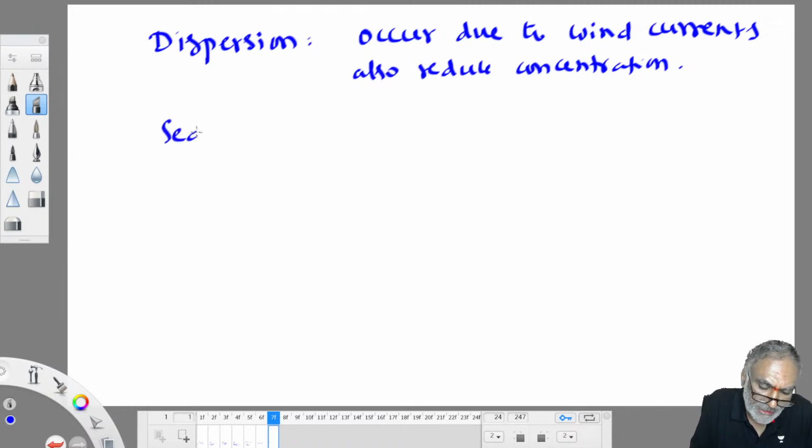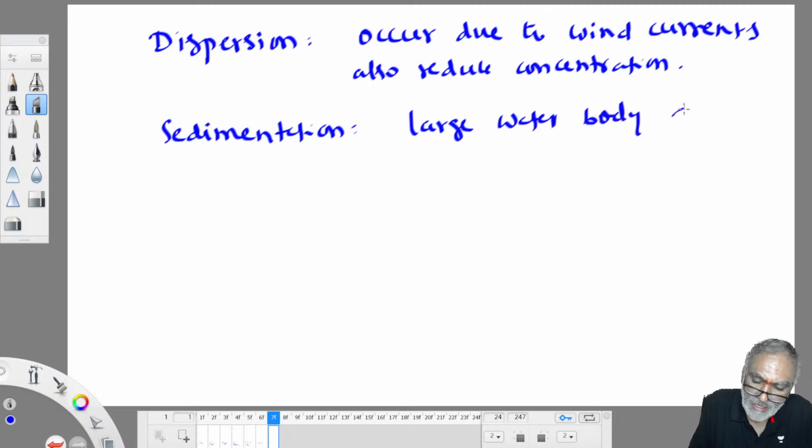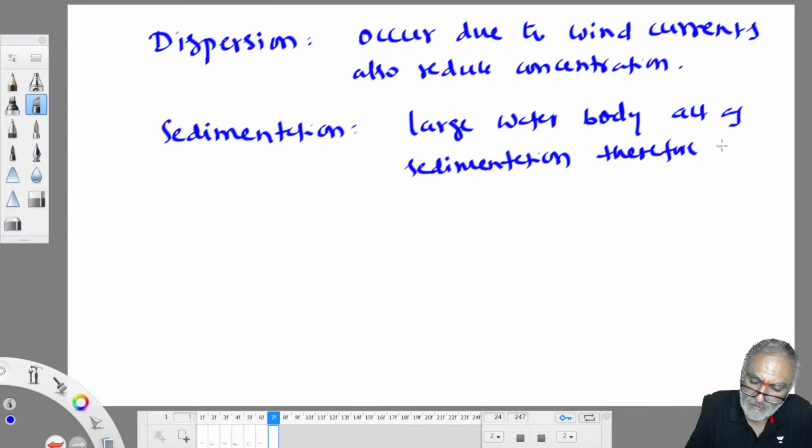Then sedimentation occurs for the solids present in the water body. A large water body acts as a big sedimentation tank, therefore solids in the water course settle down. That's the reason why solids should be less than 100: if more settle at the bottom, the carrying capacity of the water body decreases as depth decreases. Therefore, solids settle down.